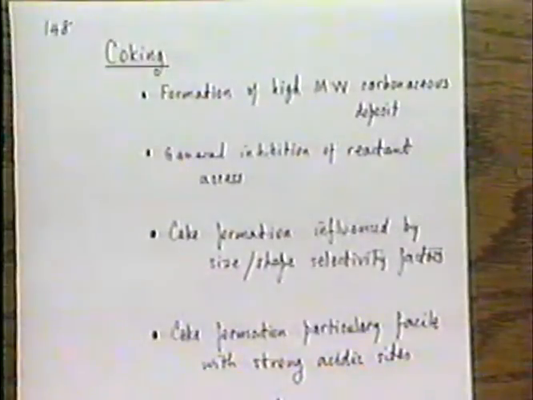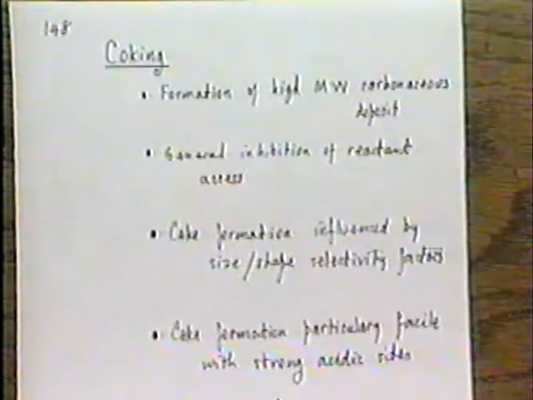Let's turn now finally to say something about coking. Generally speaking, when one talks about coking, one is talking about the deposition of high molecular weight carbonaceous deposits on the surface of the catalyst. And this results in a general inhibition of reactant access to the surface of the catalyst.